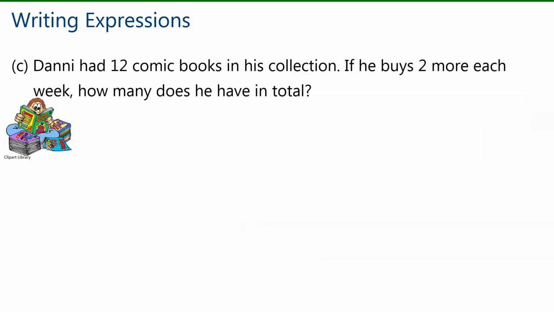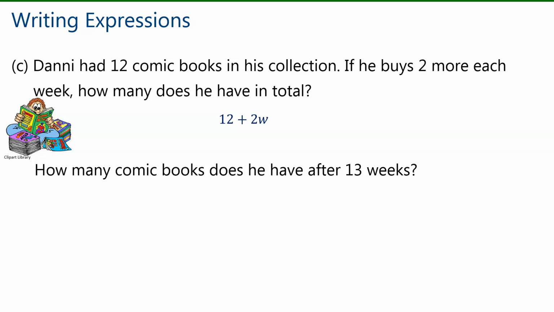Now one more example. Danny had 12 comic books in his collection. If he buys 2 more each week, how many does he have in total? So I don't know how many weeks he's been buying them, so we can let a variable represent how many weeks there are. So we started with 12. So the total number of comic books he would have would be 12 plus 2 times however many weeks he buys them for. So something like this, 12 plus 2w.